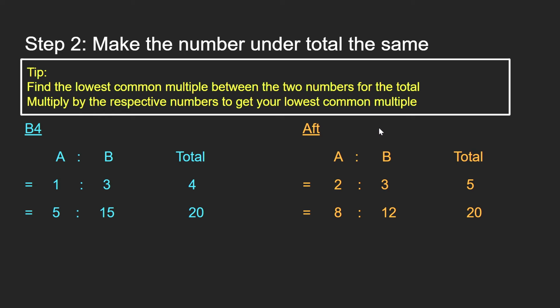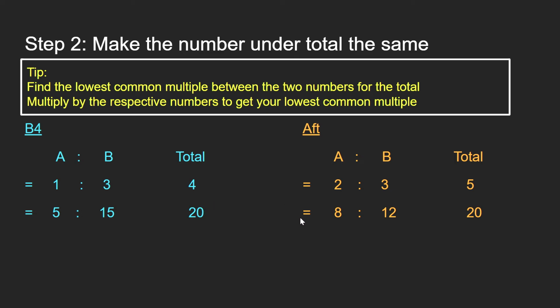And how to do that? We find the lowest common multiple between the two numbers, which is 4 and 5, and in this case it gives 20. And then we multiply the respective numbers to get to 20. So for this side is 5, and for that side is 4. So we multiply throughout, and then we'll get a ratio. And then we see that now 20 and 20, they are the same. They refer to the same thing.